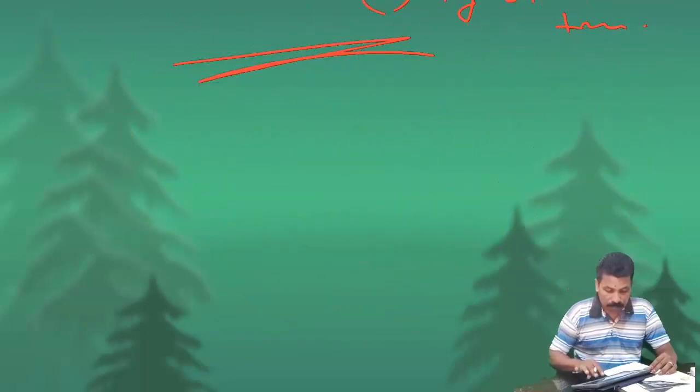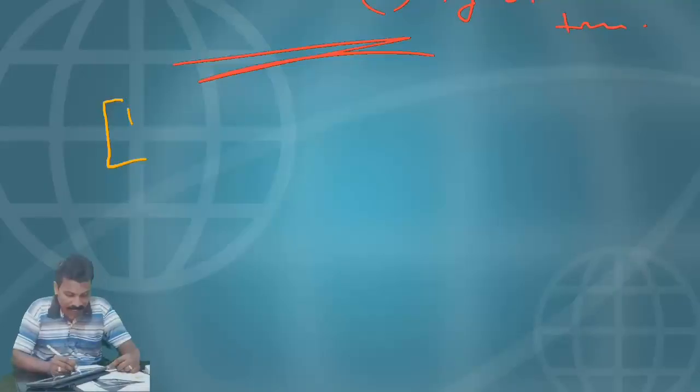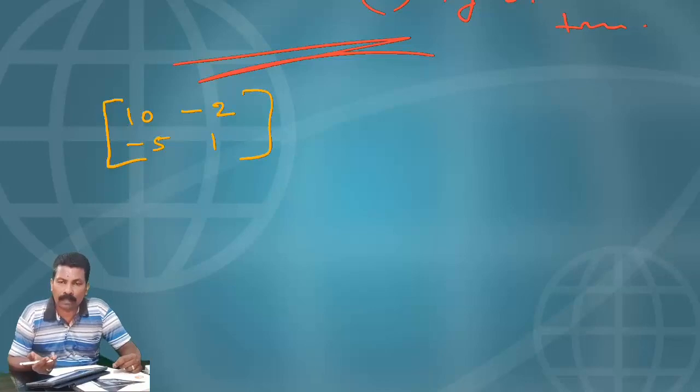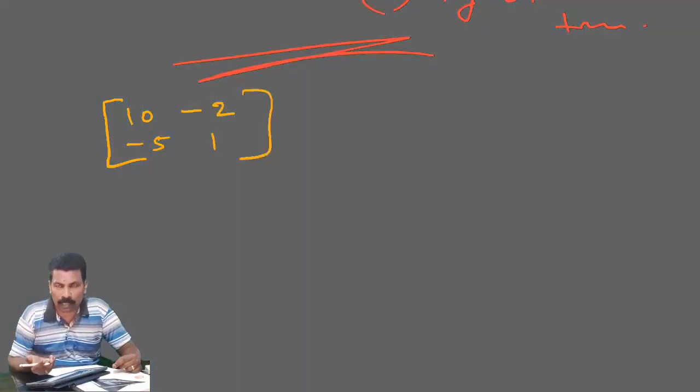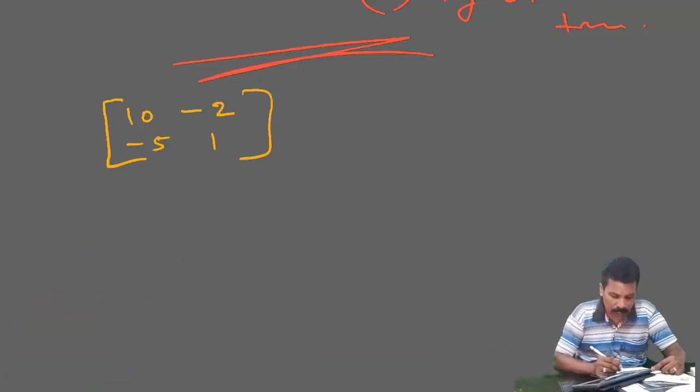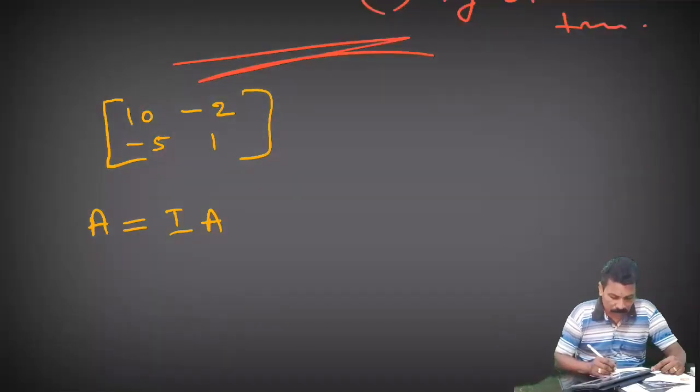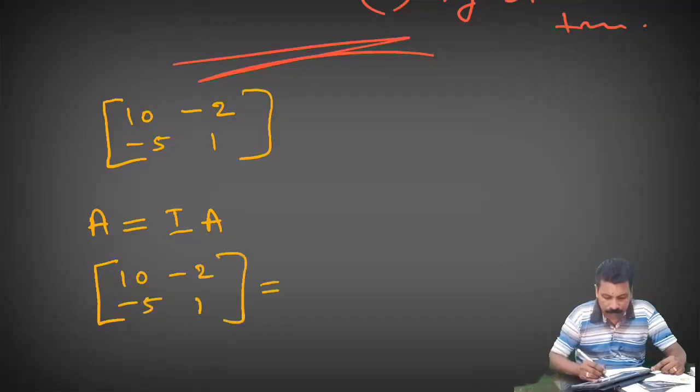Again, one more case we have to deal with. Now let us find, if possible, the inverse of the matrix 10, negative 2, negative 5, 1. So here we can apply elementary row transformation or elementary column transformation. So let me apply elementary row transformation. For that, what's the equation? We have to start with A is equal to IA. So what is A? A is 10, negative 2, negative 5, 1. And what is identity matrix? 1, 0, 0, 1 into A.